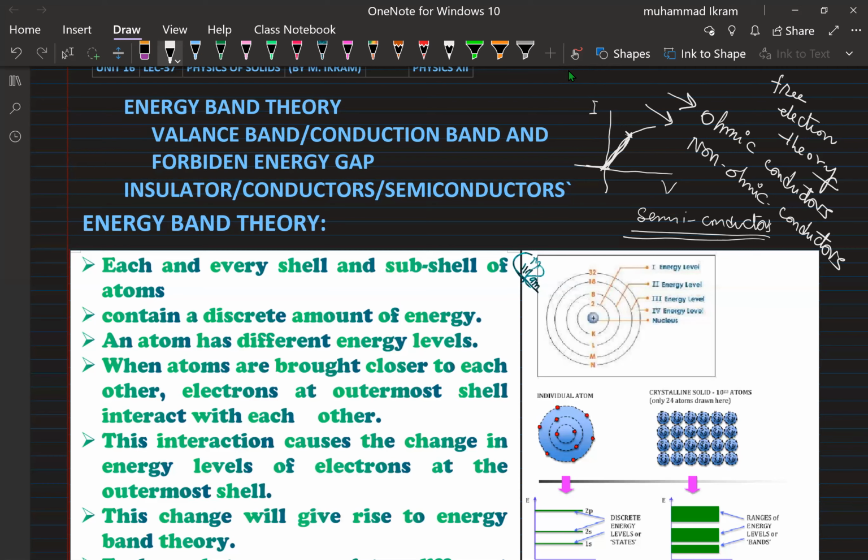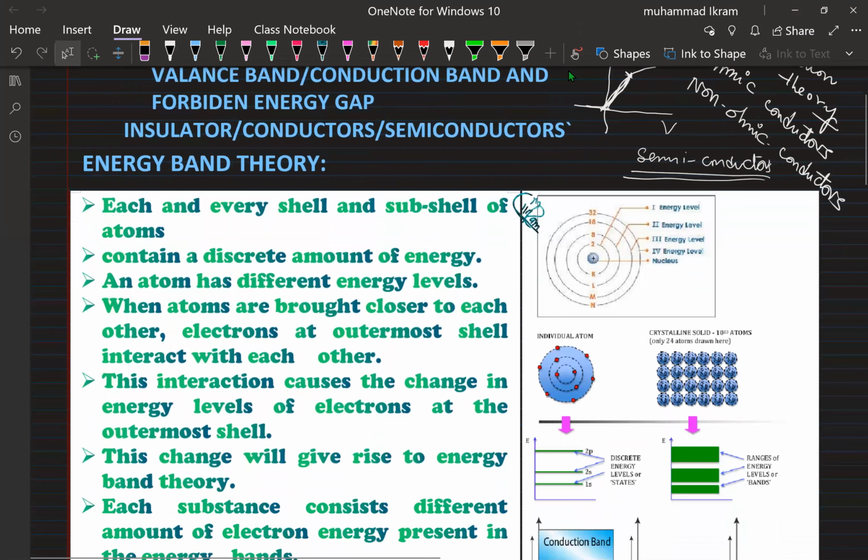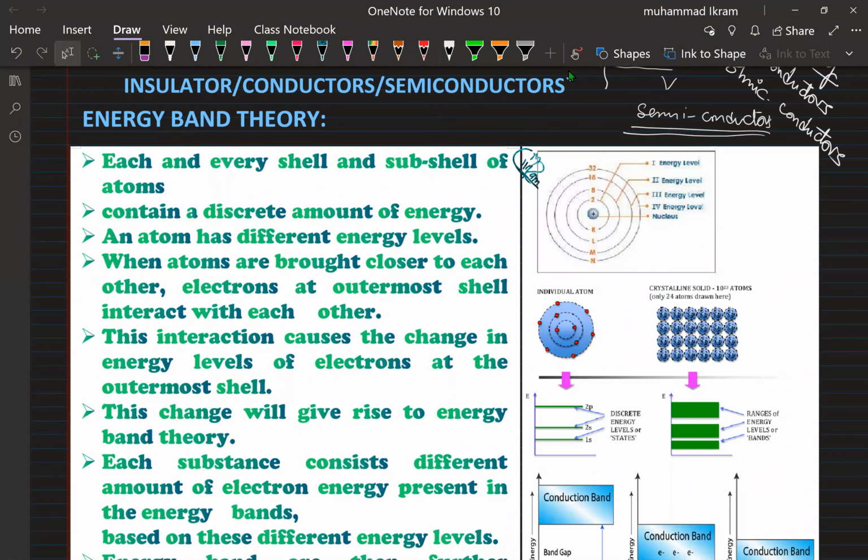So the free electron theory was replaced by a new theory known as the energy band theory, which is based on the wave model, the quantum mechanical model of the substance. This theory is more successful than the free electron theory in explaining the electrical nature of substances. Now let us start with how this works.